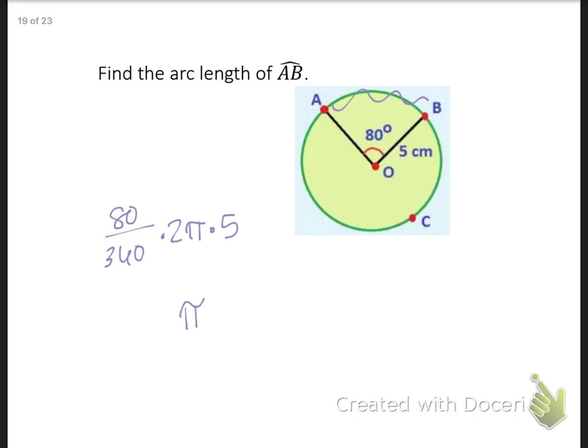So 80 divided by 360 times 2 times 5. Okay, so if you need the decimal because it's converting it to a fraction, just press that double arrow above your enter sign, and I get 2.2 pi, and then since we're doing arc length, length of the outside, or circumference in a sense, we label it centimeters.